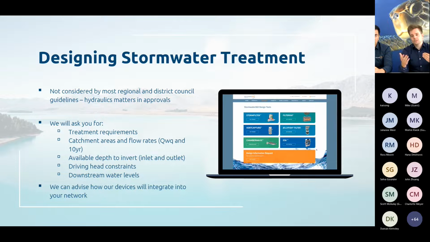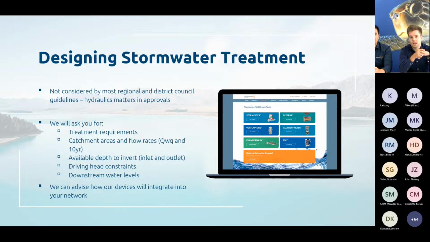So we've got to consider how do we design stormwater treatment devices? What are the ways to go about designing stormwater treatment devices? We have an online design tool, but the online design tool can't take into consideration all of these factors and all of the site-specific considerations. The other thing to consider is that the hydraulic design and integration of stormwater treatment devices, both proprietary and otherwise, is not written into the guidelines. Without guidelines and without approvals that specifically talk about the hydraulics and the hydraulic limitations of the device, it's very difficult to design with that in mind.